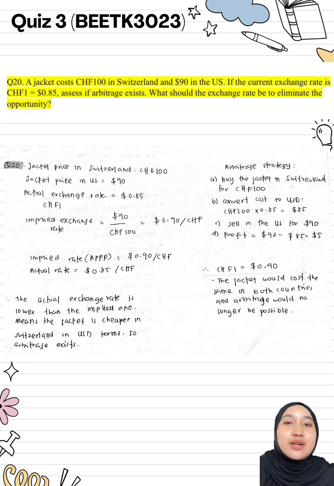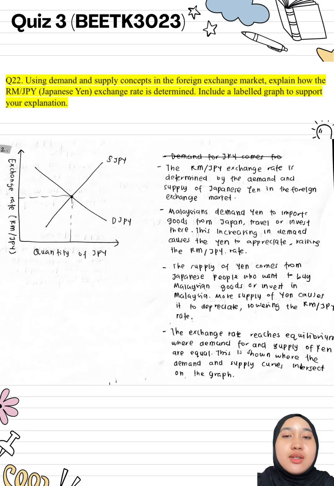In conclusion, arbitrage does exist, and the exchange rate will need to be 0.90 US dollar per Swiss franc to eliminate the opportunity. Okay, now next question, 22. The ringgit Malaysia per Japanese yen exchange rate is determined by the interaction of demand and supply for Japanese yen in the foreign exchange market.